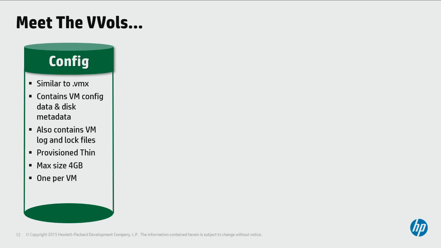It contains the disk metadata, which was previously a separate VMDK file. That's all bundled into here. We have the VM log files that were all separate before. That's bundled into the config vVol, and any other lock files we have.